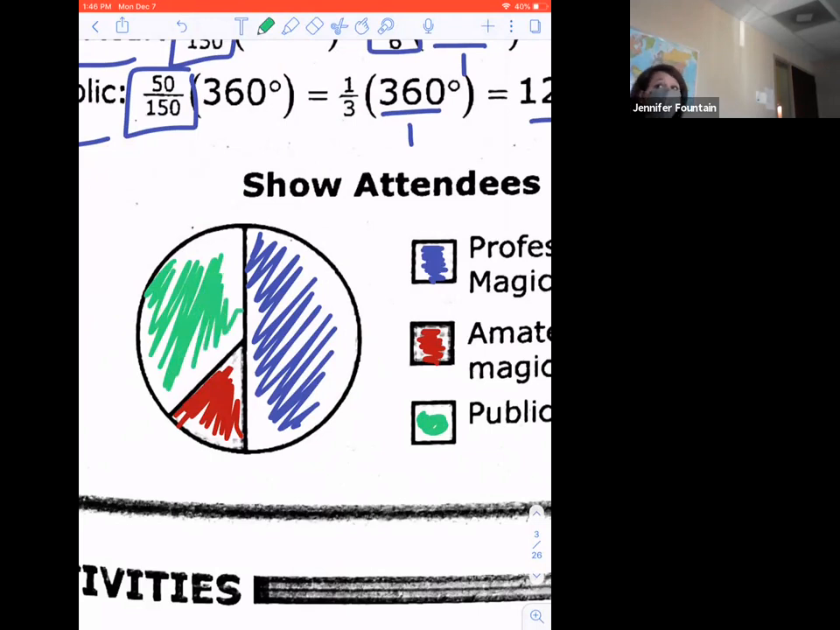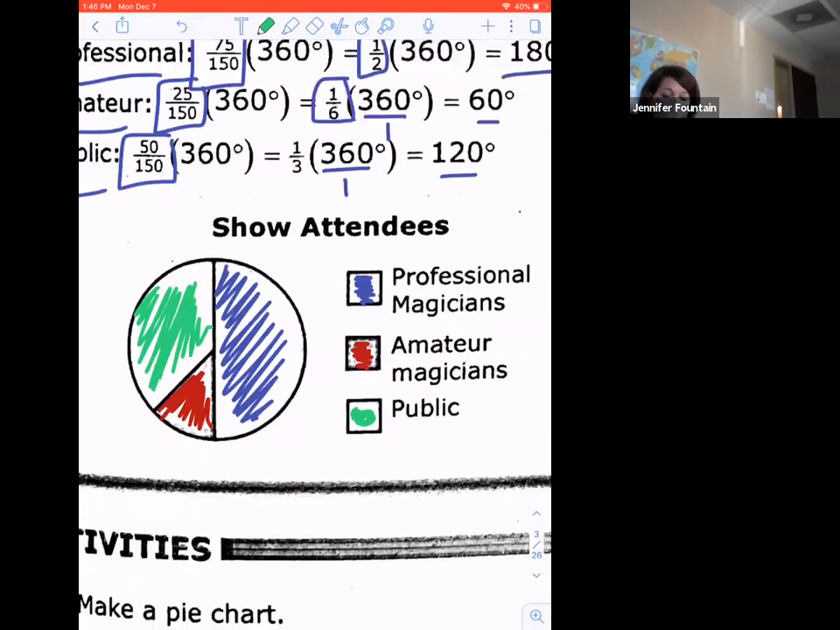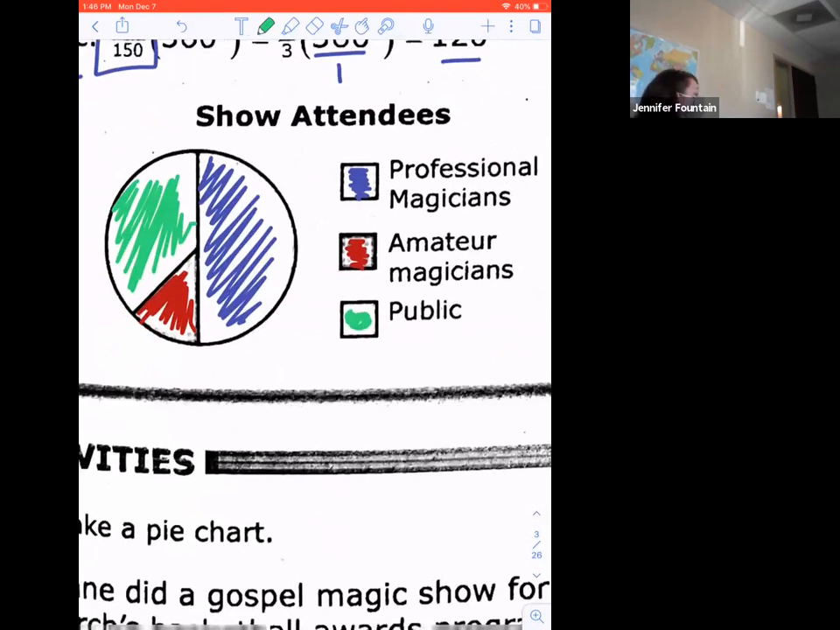All right, so when I look at this, I don't even have to look at numbers. When I look at a circle graph, I can look at the size of the graph. So if I wanted to look at it really quick and see what was the largest part of my audience made up of, who was the largest part of my audience? Professional magicians, right? Because that's the biggest piece of my pie. The smallest part of my audience were the amateur magicians.